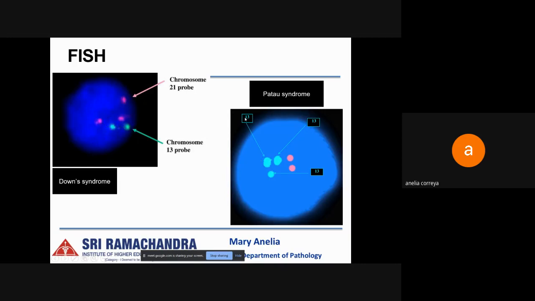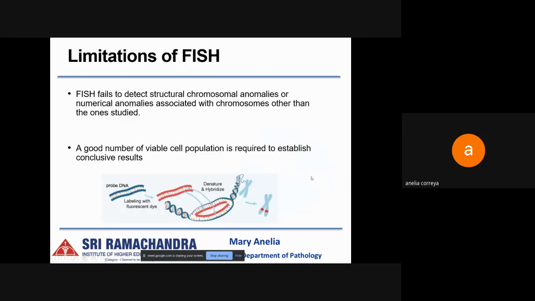And similarly here, chromosome 13, which has a green label probe, we are able to see 3 in number, which is indicating trisomy 13, Patau syndrome. However, FISH also has a few limitations.